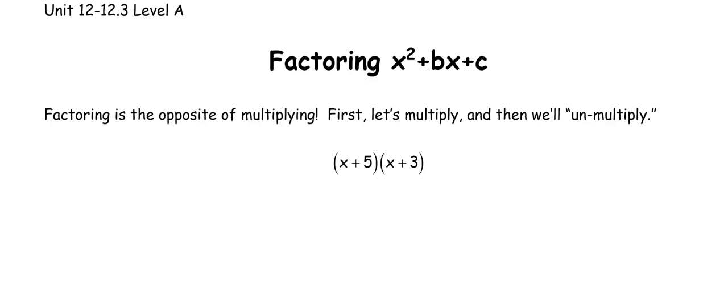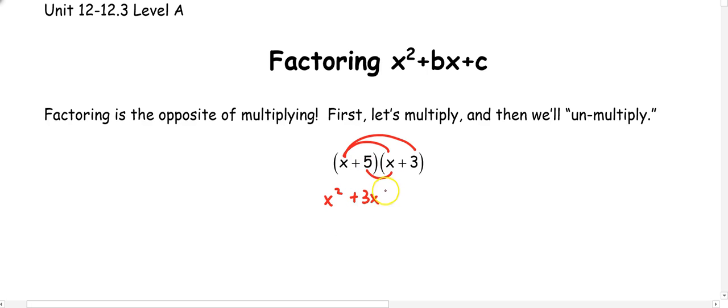This video is about factoring from standard form. So factoring is the opposite of multiplying. So first we're going to multiply so we can see what the equation looks like to understand how we finish our equation. So when we multiply x times x, we get x squared. X times 3 is 3x. 5 times x is 5x. And 5 times 3 is 15.